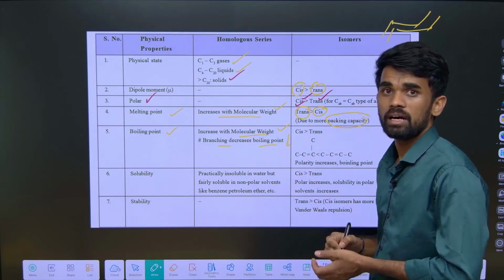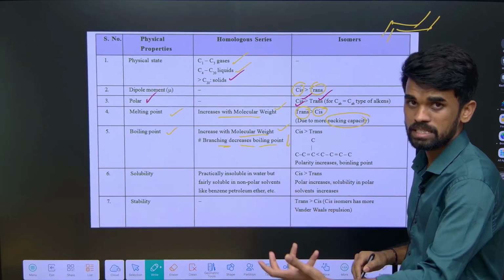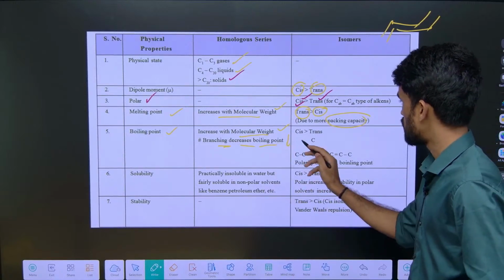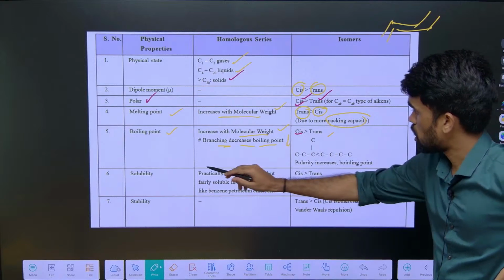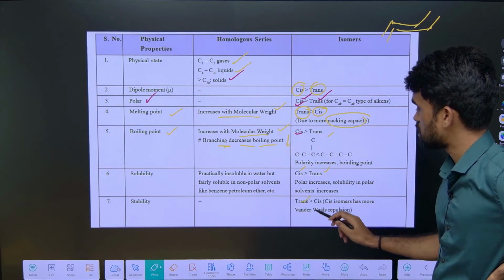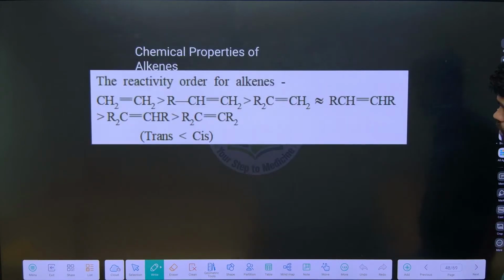If there is more branching, it will have a lower boiling point. Next, boiling point is more for cis than trans. Solubility is more for cis than trans. Stability of trans alkenes is more than cis. So these are the basic things you can remember.